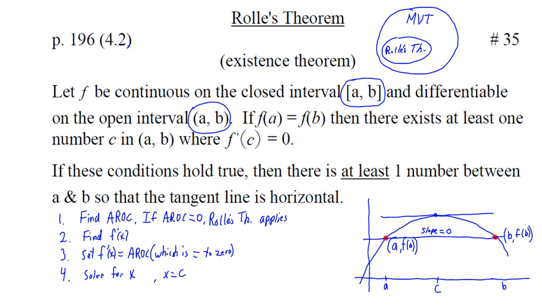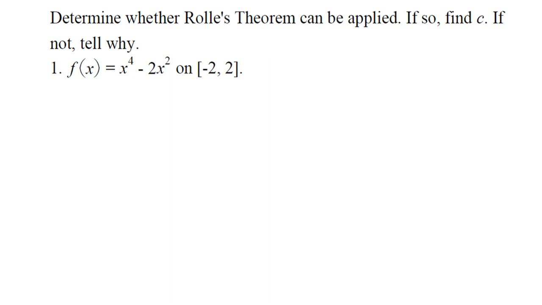Now we're going to work over a couple problems. Problem 1, determine whether Rolle's theorem can be applied. If so, find c. If not, tell why. Well, the first thing we're going to look for is f of a and f of b, because that's what we need to find average rate of change. So we would say -2 would be a and 2 would be b.